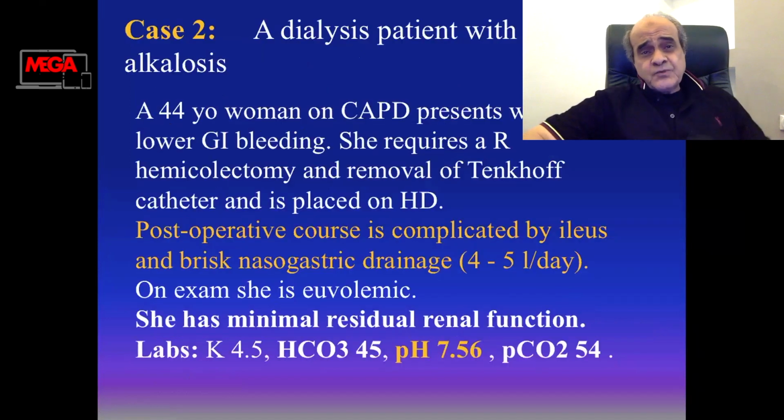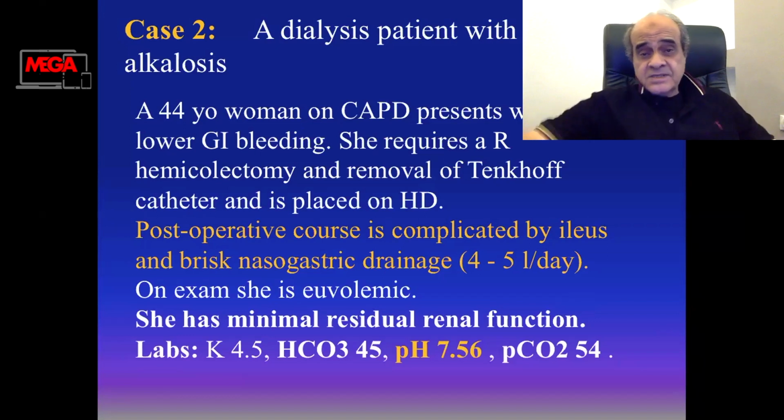Case number 2, dialysis patient with metabolic alkalosis. I'm going to discuss metabolic alkalosis through this case. A 44-year-old woman on peritoneal dialysis presents with lower GIT bleeding. She requires right hemicolectomy and removal of catheters and is placed on hemodialysis.